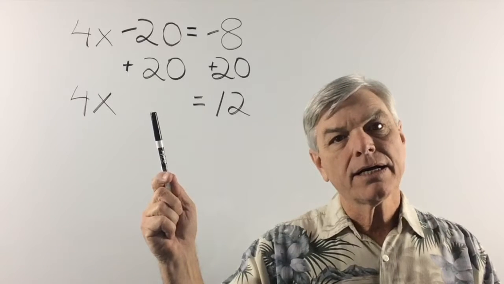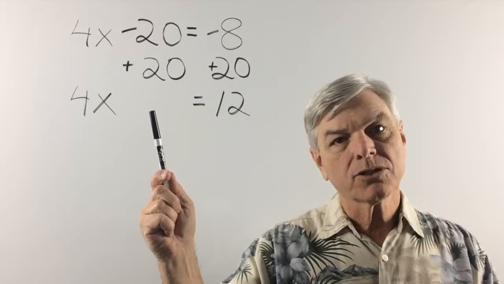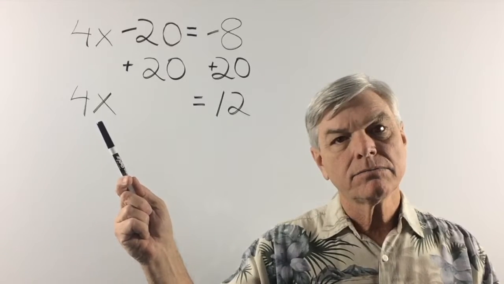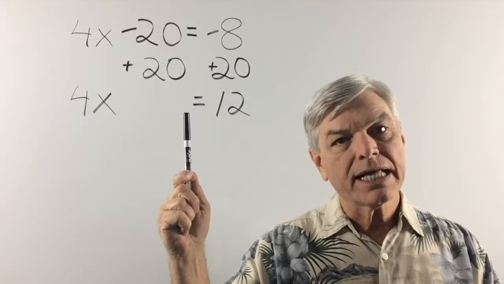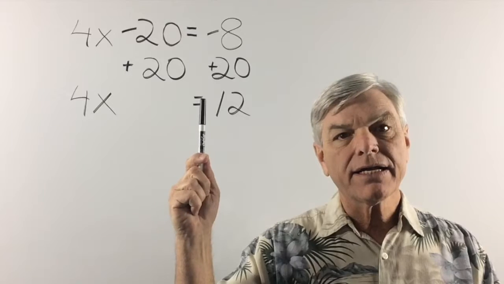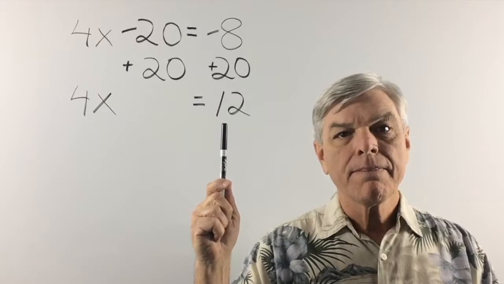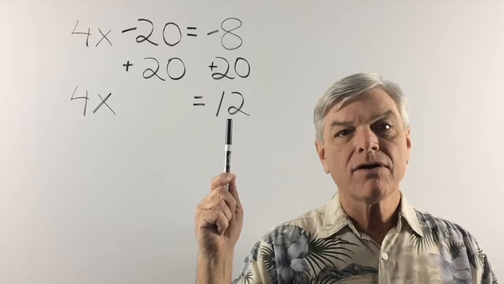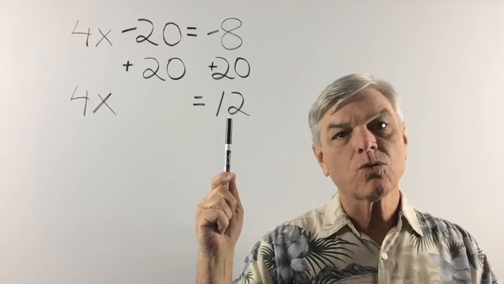Negative 20 plus 20 is 0. So we're not going to bring that down. We're going to bring down the 4x. We're going to bring down the equal sign. And negative 8 plus 20 is positive 12. And now we have 4x equals 12.